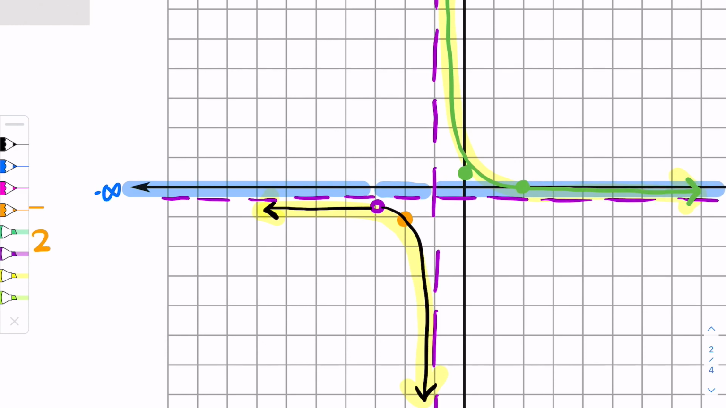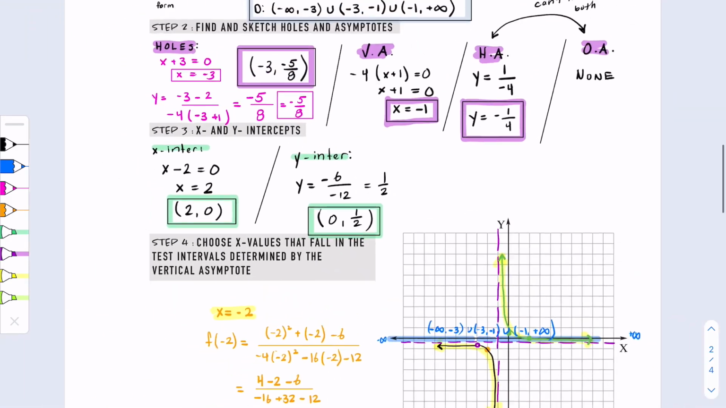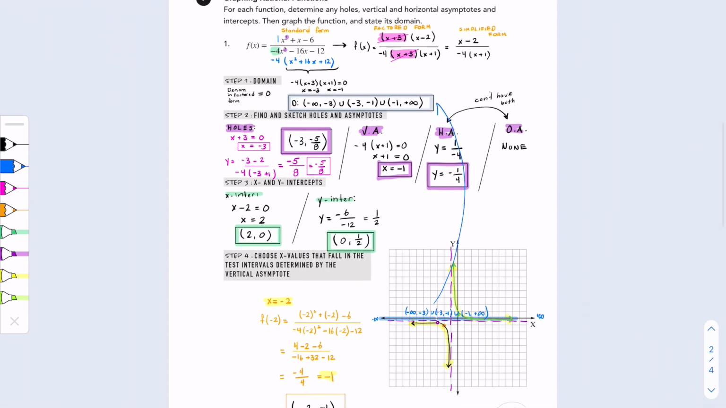So according to our graph, our domain should be from -infinity to -3, and then again from -3, which is the hole, to this line here, which is our vertical asymptote at -1, and then again from -1 to positive infinity. So just compare this to what you already found for the domain, and you can see it's exactly the same. So that is correct. But you should always check the domain. Values that you omit in the domain are holes and vertical asymptotes.